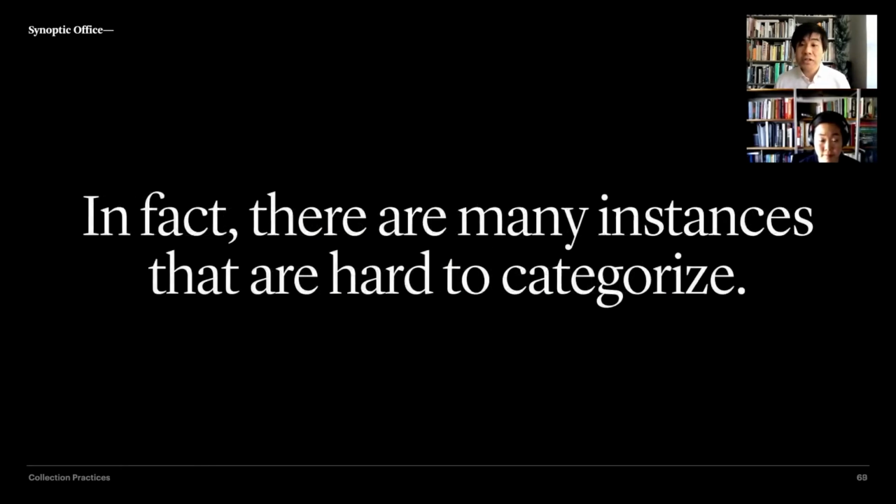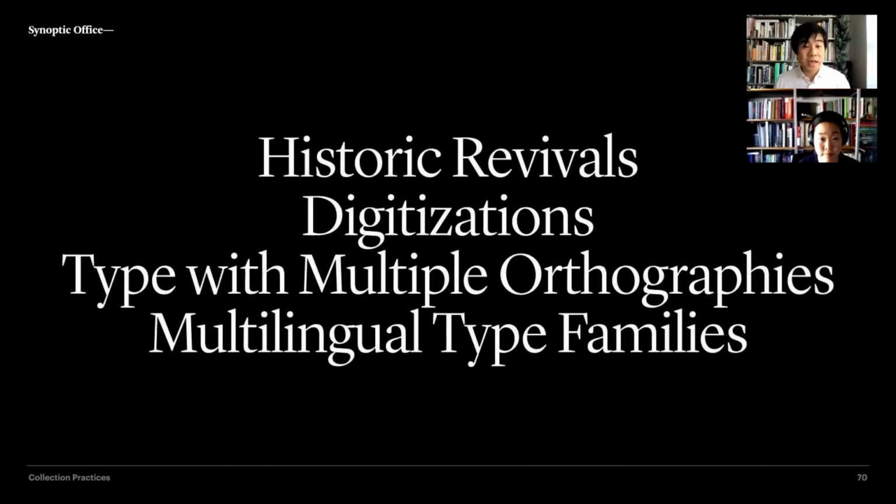And in fact, there are also other edge cases that are very hard to describe, hard to categorize. Things like historic revivals, digitizations, type within multiple orthographies. When we say orthographies, in Chinese, there's traditional and there's simplified Chinese. So those are two orthographies, or two different ways of writing the same script. And then, of course, in modern day, there's multilingual type families, especially these huge superfamilies that we see.